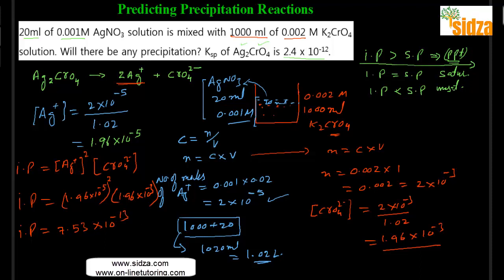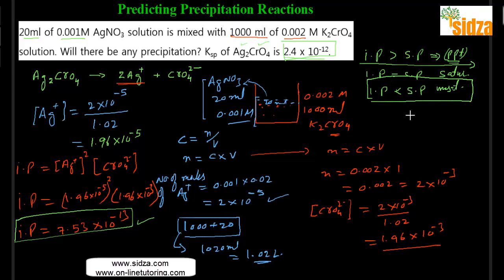Now, if you compare the two values: the ionic product of the final solution is the silver ion concentration squared times the chromate ion concentration. When you compare it with the solubility product, the solubility product is much higher than this one. The ionic product is less, right? The condition is that the ionic product is less than the solubility product. The solubility product is 10 power negative 12, and this is 10 power negative 13, right? So the ionic product is less than the solubility product.